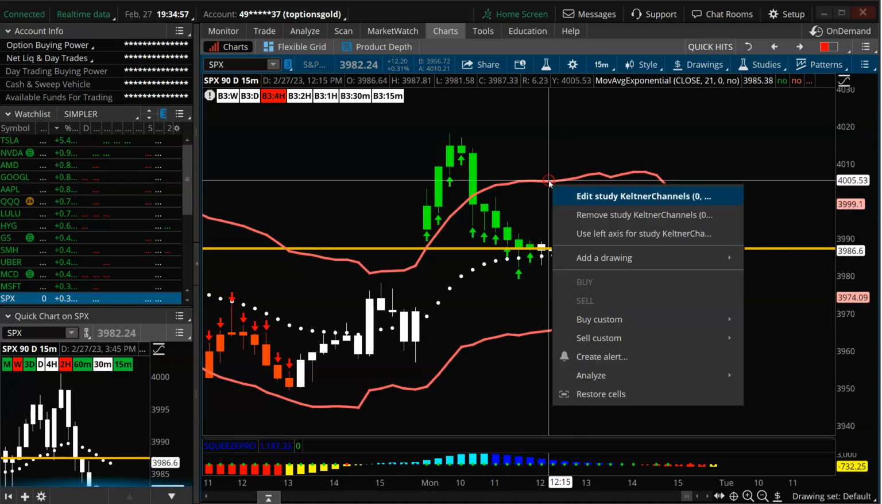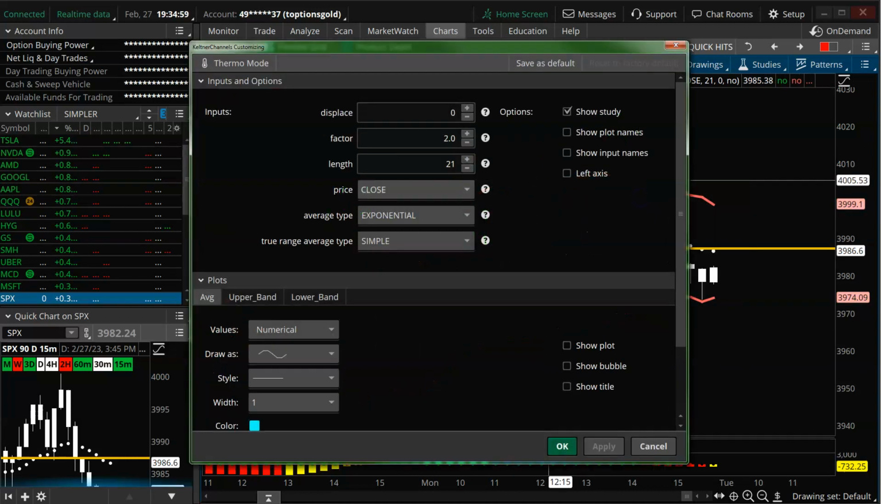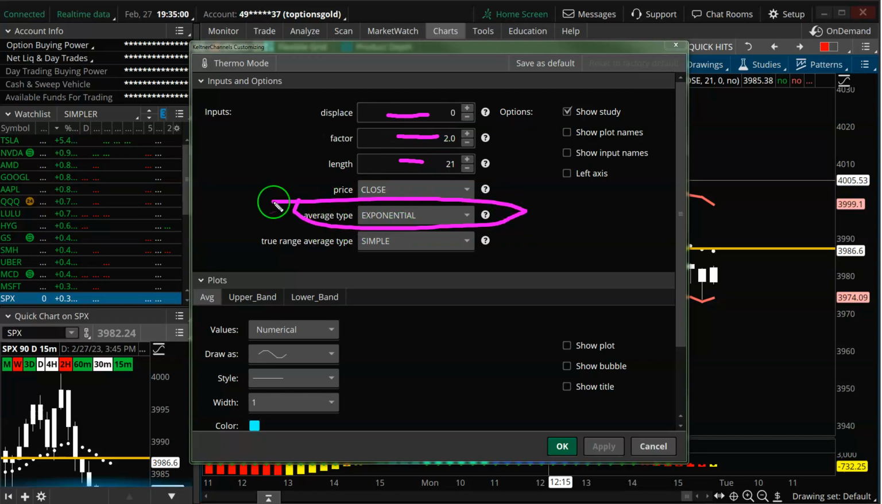So, get yourself a 21 EMA, and then as far as the Keltner channels here, here's what we're looking for as far as the settings. So, find the Keltner channels on your platform, and we're looking for displace of 0, factor of 2, length of 21, and the biggie, average type exponential. Alright, displace 0, factor 2, length 21, average type exponential.